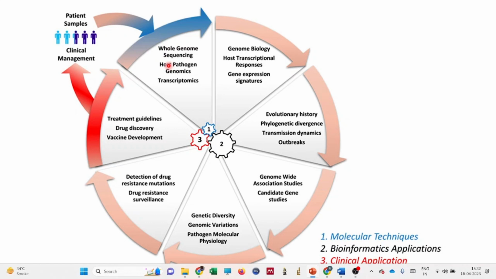It can also track outbreaks, because during an outbreak, genomics can be used to track the spread of a pathogen by sequencing the genomes of isolates collected from different geographic locations or time points. This can help identify the source of the outbreak, trace the transmission pathways, and monitor the effectiveness of control measures. During the COVID time also, this was a huge help, because you know that there are many variants of COVID, SARS-CoV-2.